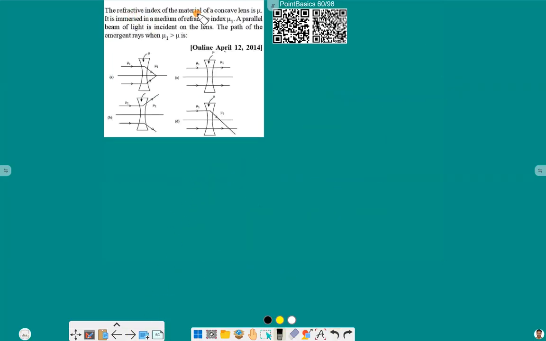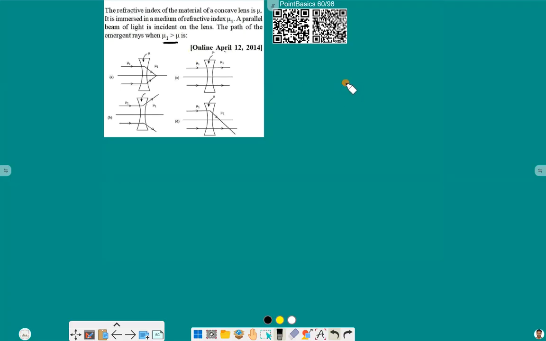The refractive index of the material of a concave lens is mu. It is immersed in a medium of refractive index mu1. A parallel beam of light is incident on the lens. What is the path of the emergent ray when mu1 is greater than mu? So here the refractive index of the environment is greater than the refractive index of the lens.